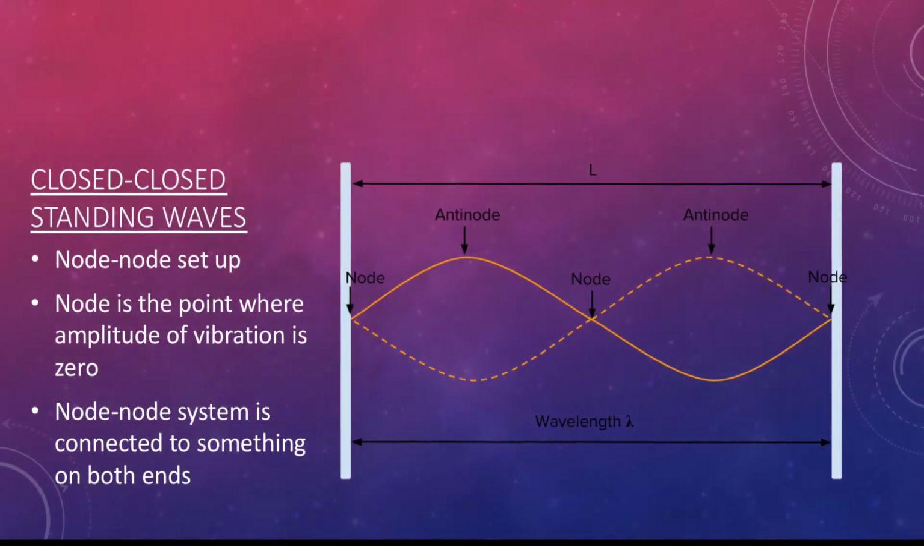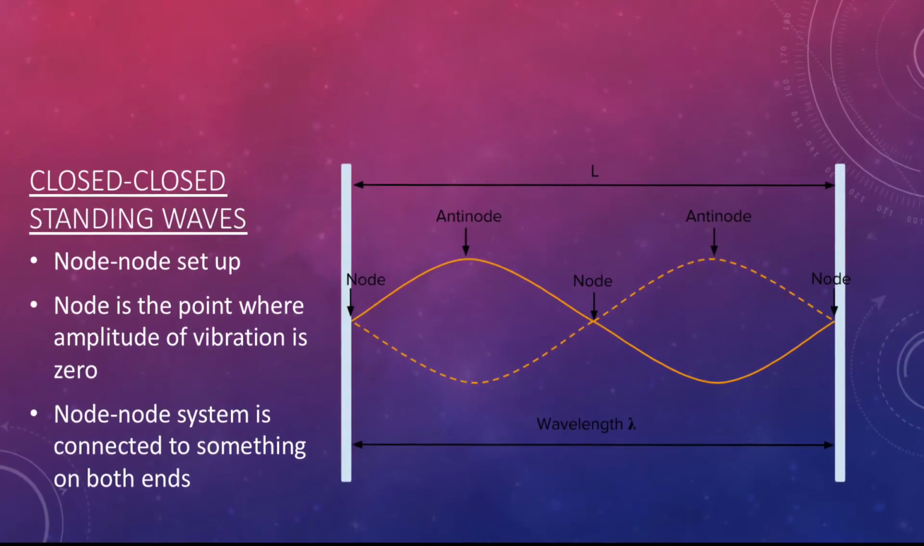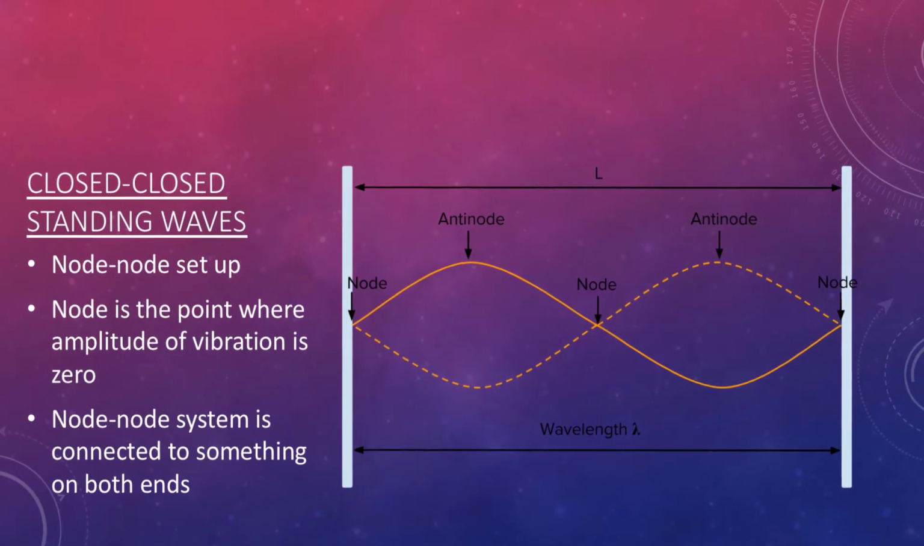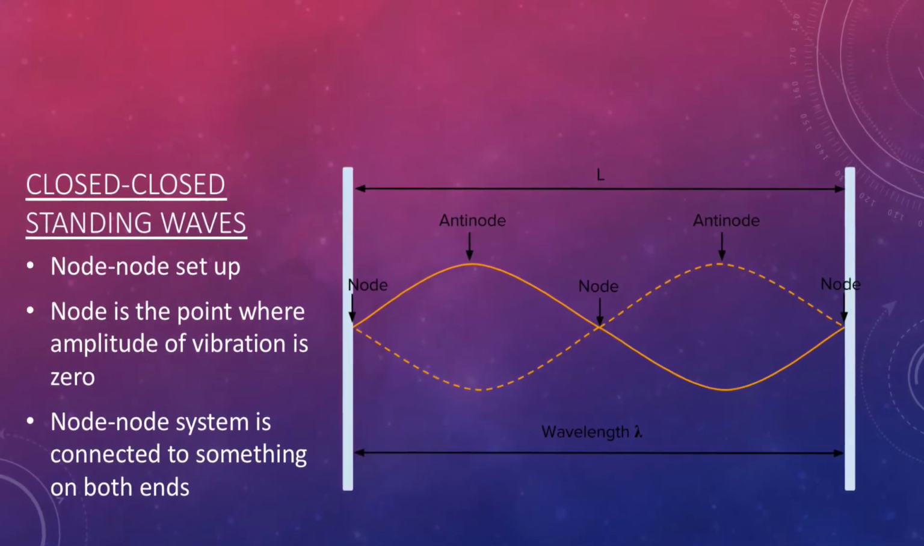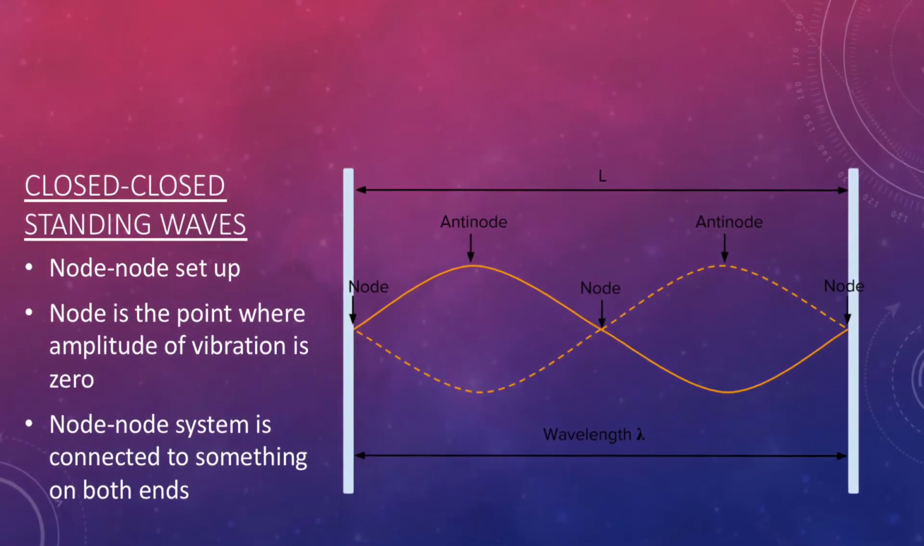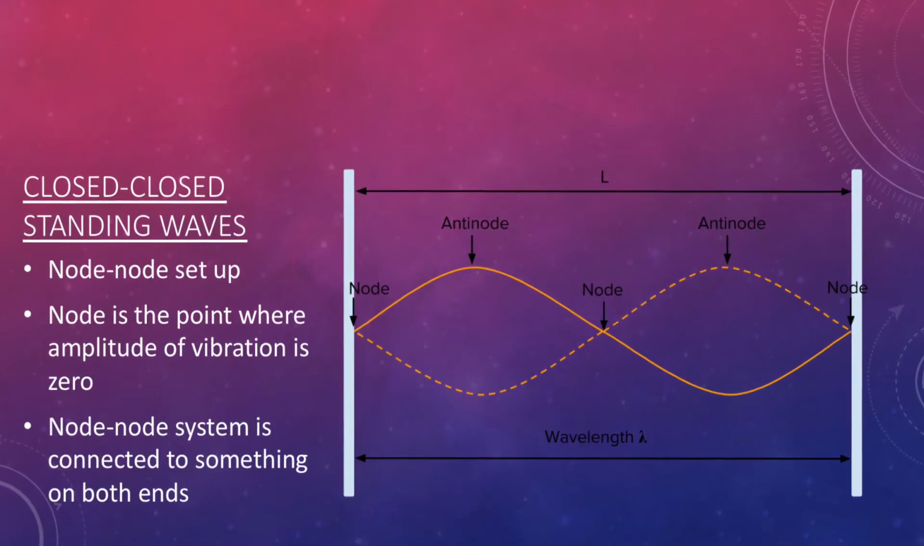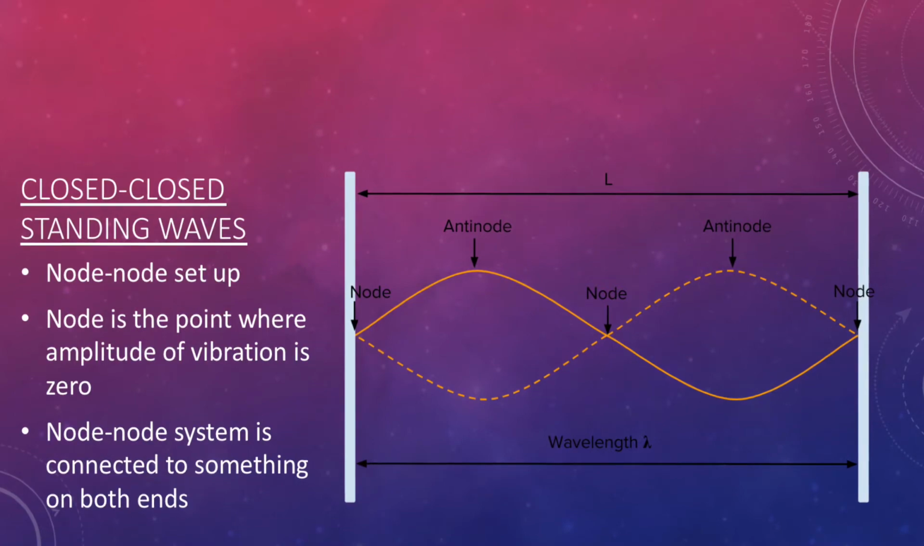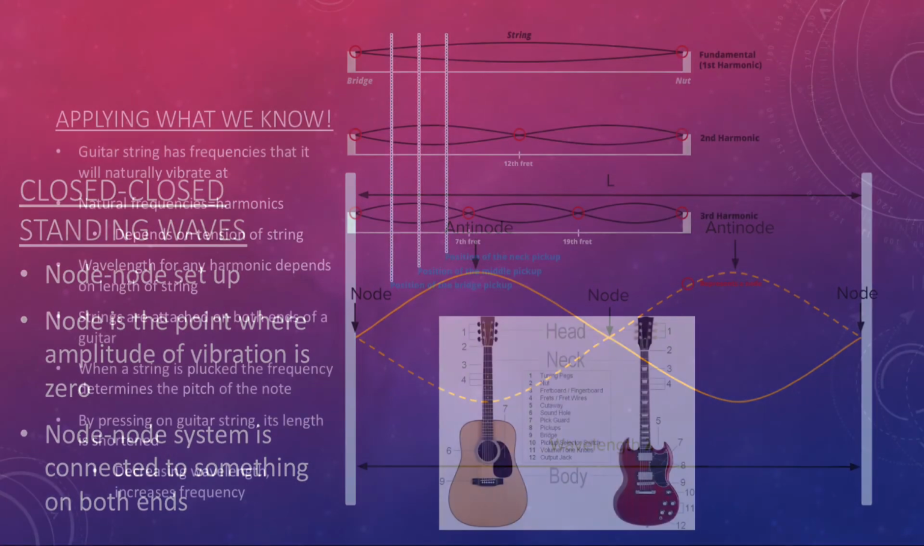Our final concept is closed standing waves, which are also known as a node-node setup. A node is the location where the amplitude of a vibration is 0, and an antinode is the location where you have max amplitude. This system is connected or tied to something on both ends.